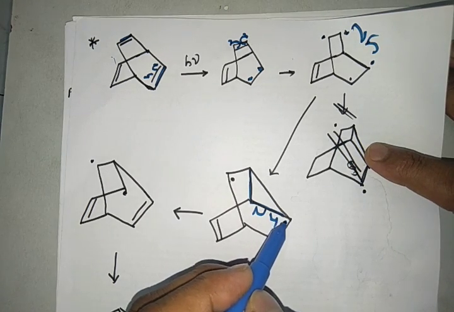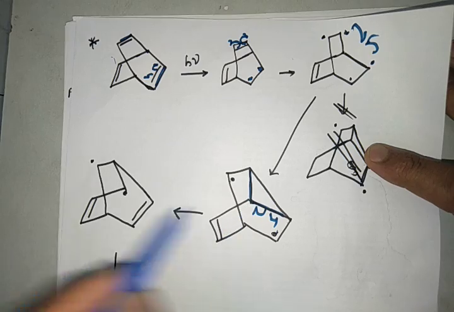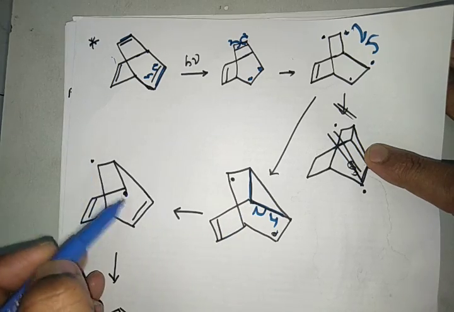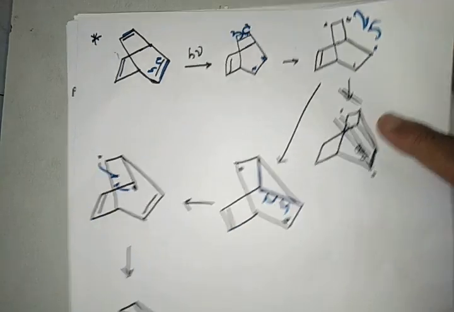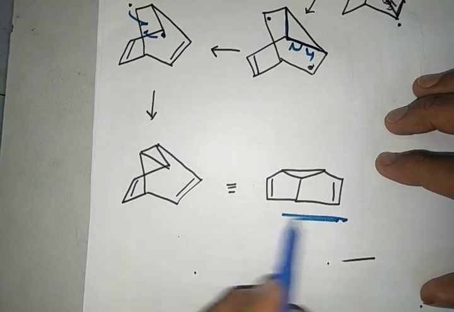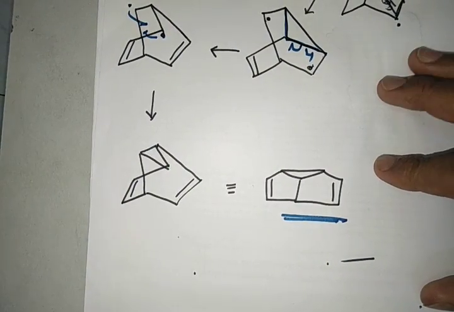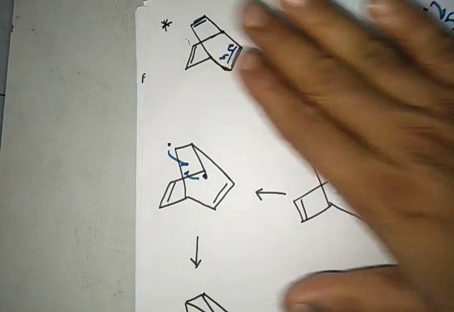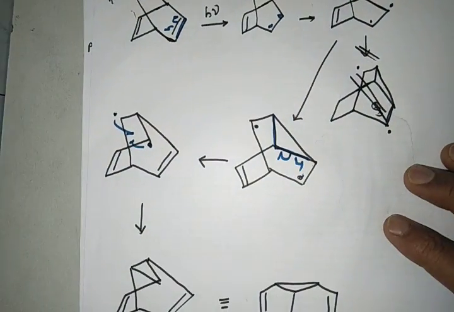Suppose this bond is undergoing breakage according to the mechanism of di-pi-methane. So this radical and this radical will form a bond. This radical remains here and this radical remains here. There is a formation of a bond here, you can see. And when we open this structure, this is the product you can observe after the rearrangement of this particular system in this reaction.